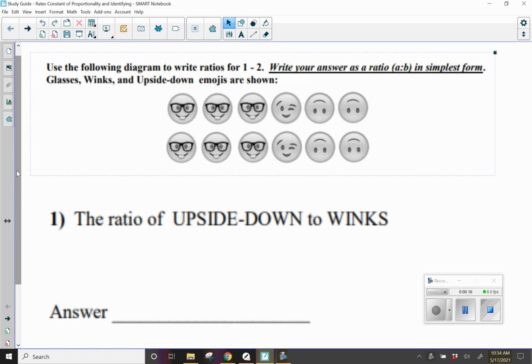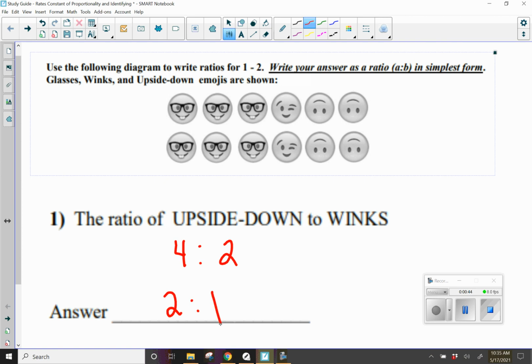The number one says the ratio of upside down to winks. So in looking at the smiley faces we have here, there are 4 that are upside down, and then there are 2 that have winks. Now remember, with ratios, you do need to simplify them. So 4 and 2 are both divisible by 2. 4 divided by 2 is 2, and 2 divided by 2 is 1. So your simplified ratio would be 2 to 1.